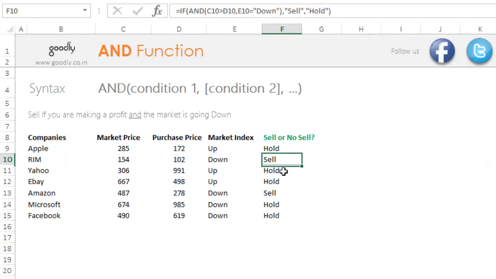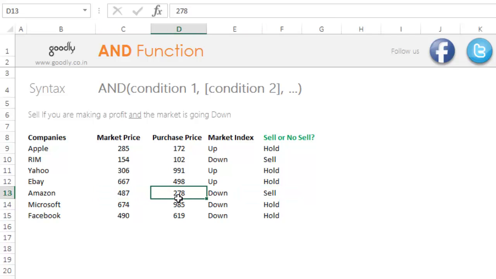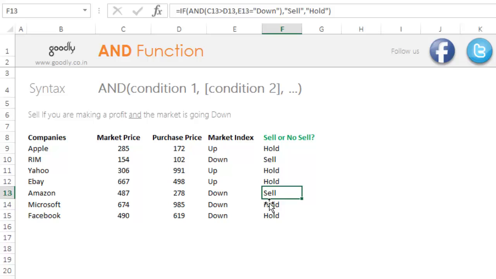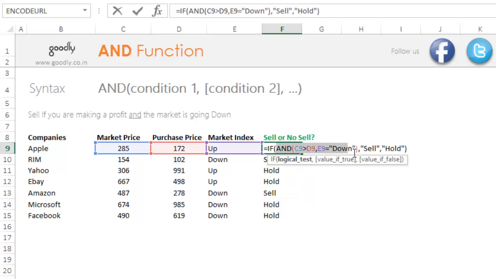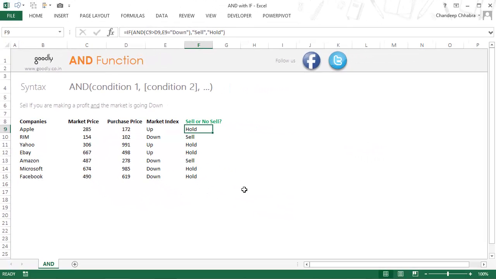So I'm selling these stocks. And if you take a look at these stocks, you are not only making a profit, so this is 278 versus 487, but also the market is going down, so you better sell off right now. So this is the AND statement. If you want to do anything further with the AND statement, apart from getting a true and false, then you can use it inside the if statement, but the AND statement is only capable of generating a true or a false. So that was the AND function in Excel.